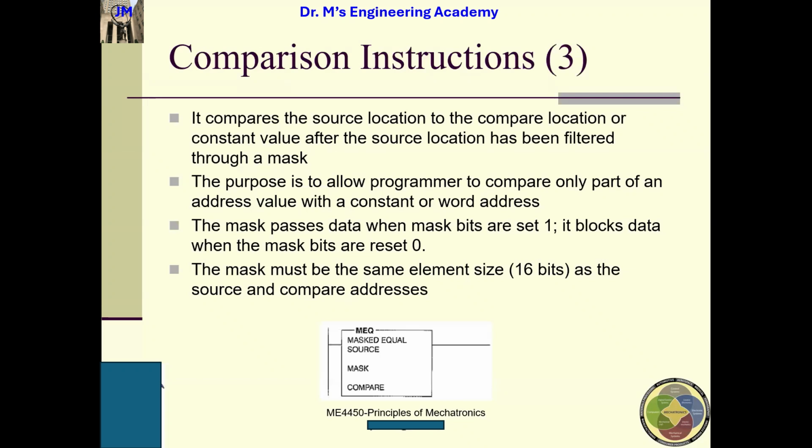So the purpose is to allow the program to compare only part of an address value with a constant or word address. Only part of the value. I don't want to compare everything of this with everything of that. I only want to compare part of this. The mask passes data when mask bits are set to 1. Right? So this manipulation is conducted based on bits. I want you guys to write down: based on bits.